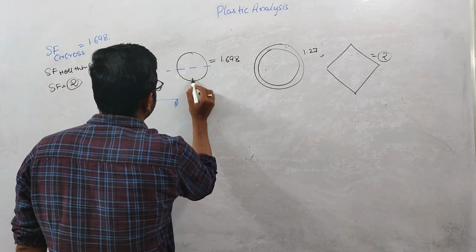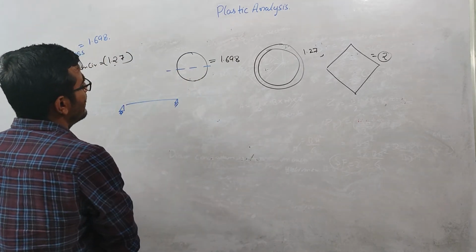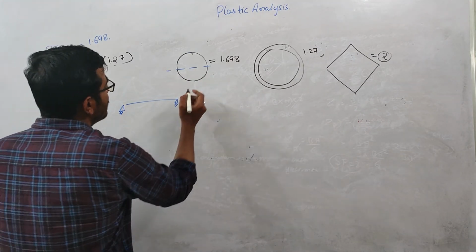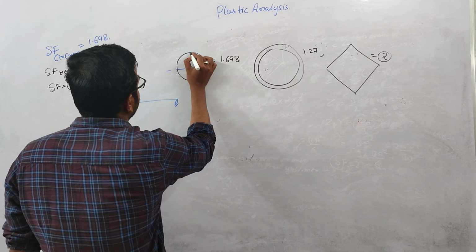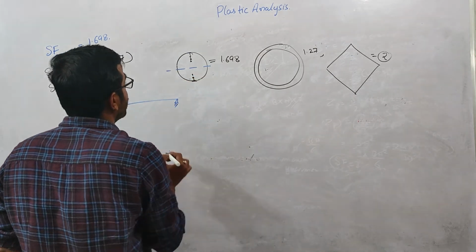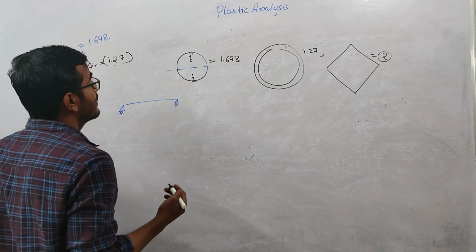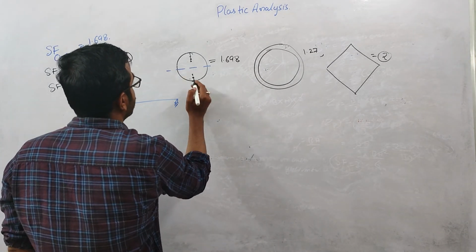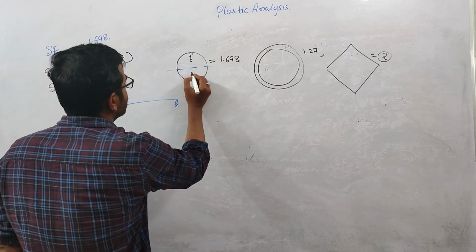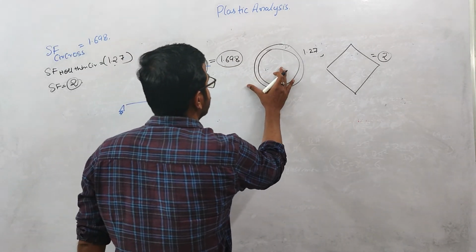this section has maximum area towards the neutral axis. So when the yielding starts from this fiber and this fiber, it will yield towards the plastic neutral axis. And when we are moving inward, you can see that the area is increasing, right? The area is increasing. So that's why we are getting this shape factor equal to 1.698.